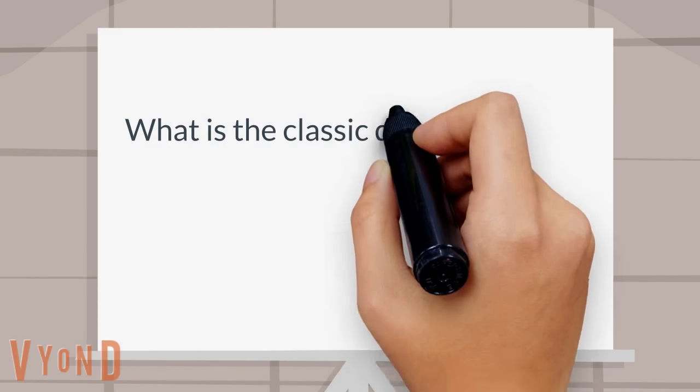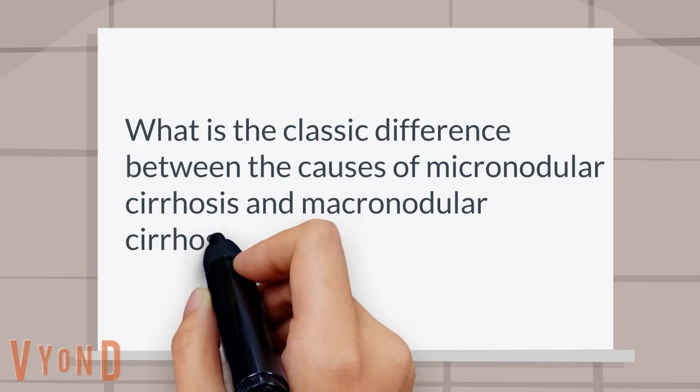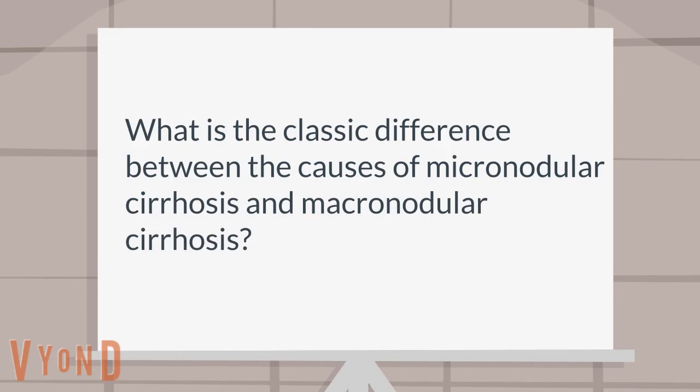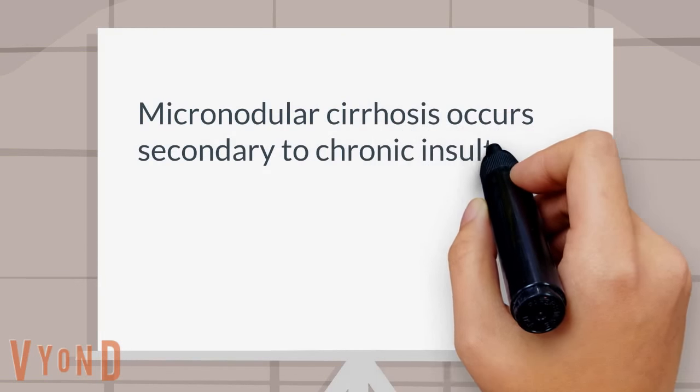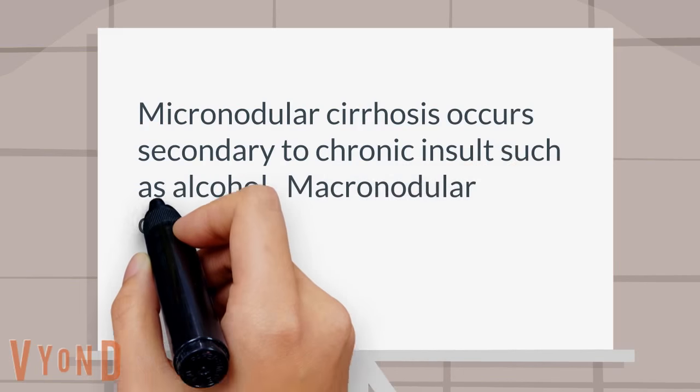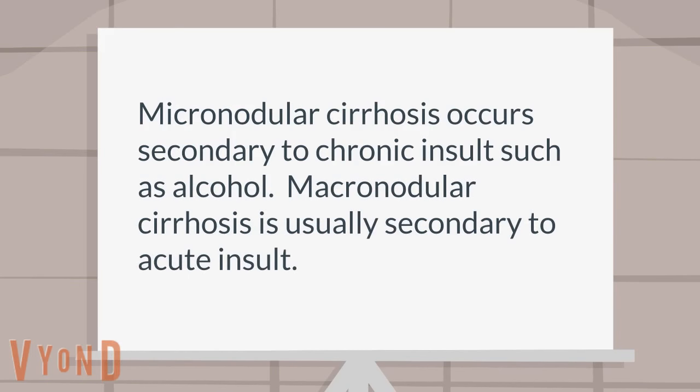What is the classic difference between the causes of micronodular cirrhosis and macronodular cirrhosis? Micronodular cirrhosis occurs secondary to chronic insults such as alcohol. Macronodular cirrhosis is usually secondary to acute insult.